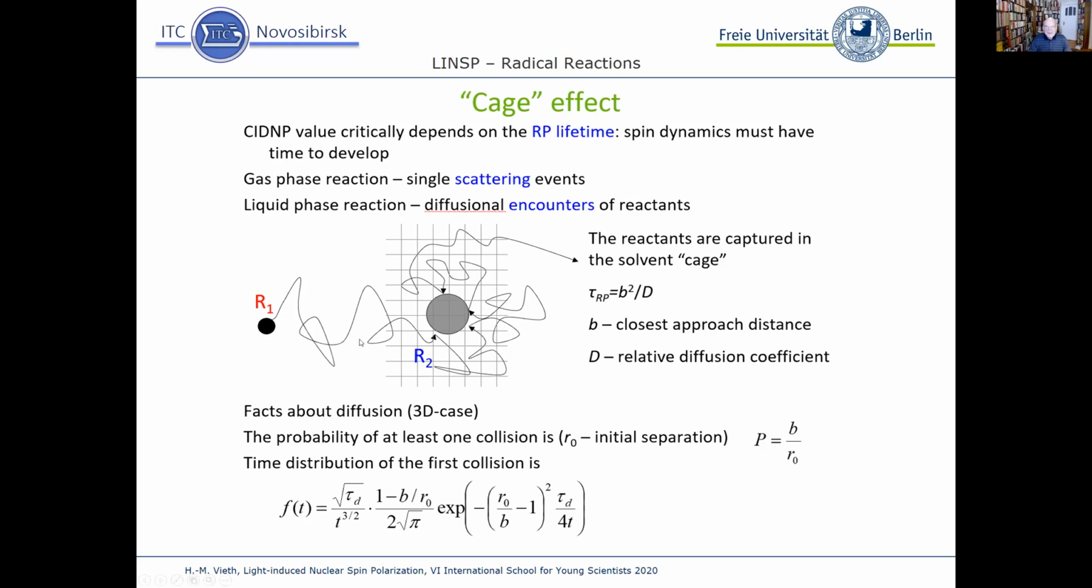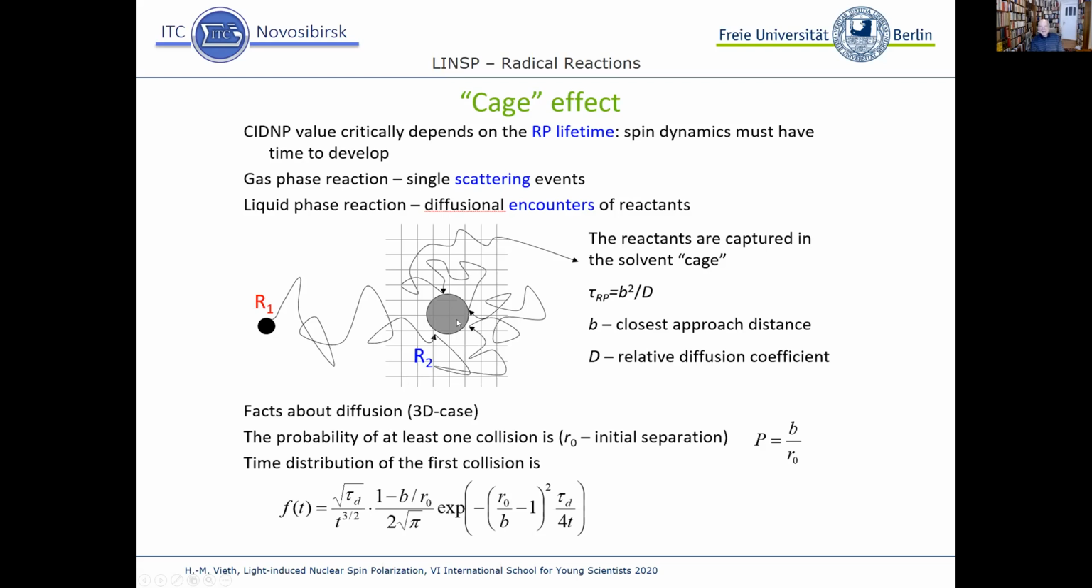So what we need is once in a while that the reaction partners meet each other. And they start from the center, represented by the gray ball, where they are formed. And then you see the trajectories of the two molecules which move in the soup, and once in a while they meet again.